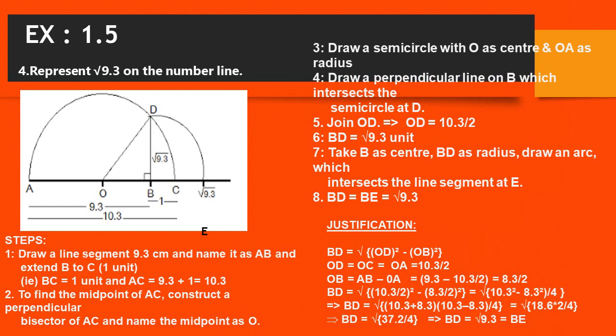as well as OB, which is equal to AB minus OA. Just see the figure, you can get it: 9.3 minus 10.3 by 2 gives the result as 8.3 by 2. While substituting the values of 10.3 by 2 and 8.3 by 2 and simplifying, we get BD equal to square root of 37.2 divided by 4. This results in BD equal to square root of 9.3, which is equal to BE. In this way we have to represent the square root of 9.3 on the number line.